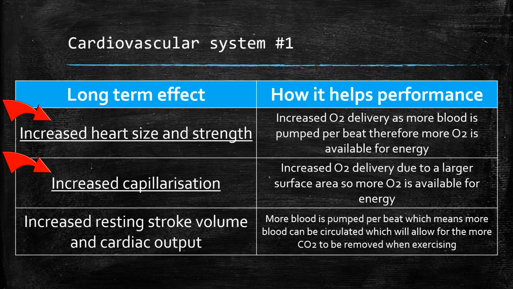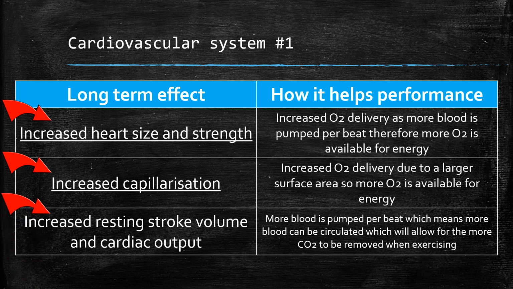We then have increased capillarization. Remember, a capillary is what surrounds the alveoli, and here is where gaseous exchange occurs. So if we have more capillaries surrounding these alveoli, then obviously we are going to be able to have an increased oxygen delivery due to a larger surface area, so more oxygen is available for energy. It's quite obvious that if I have more capillaries where gaseous exchange occurs, then I'm also going to have more oxygen available. Don't forget, these capillaries also are responsible for removing carbon dioxide as well.